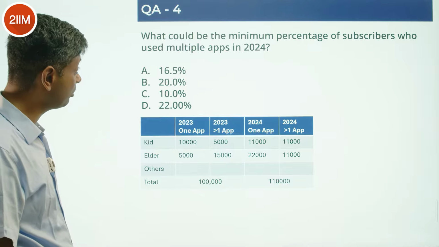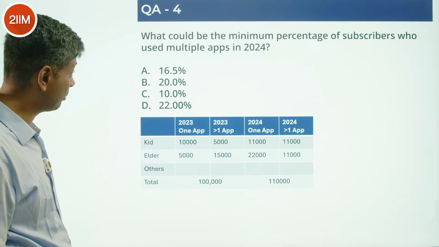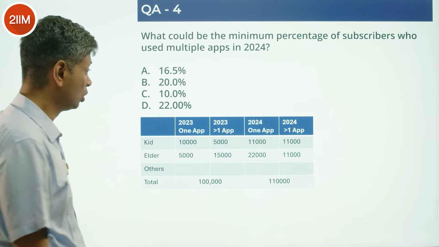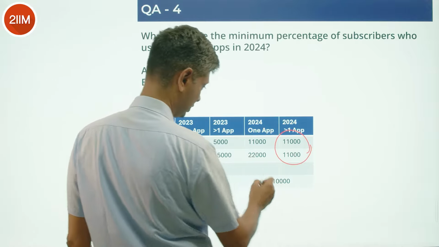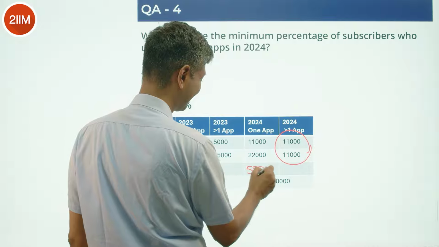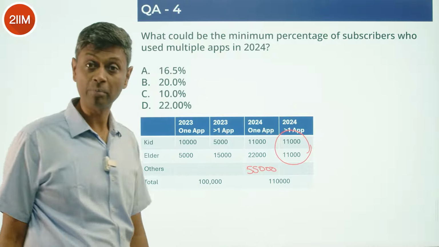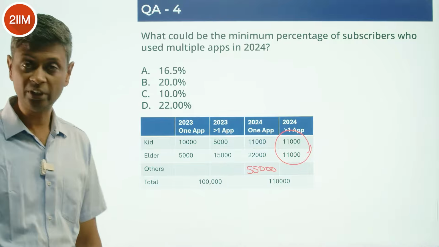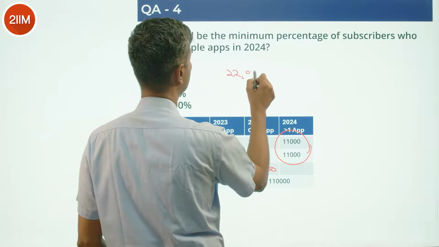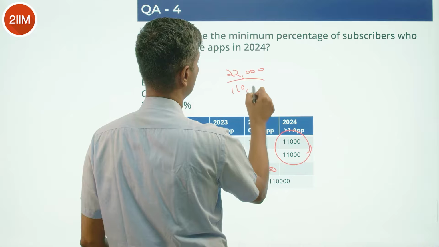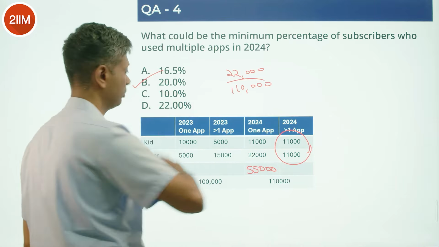What could be the minimum percentage of subscribers who used multiple apps in 2024? 2024 is these two. This 55,000 could entirely sit here in exactly one app. That means the minimum number is 20,000 out of 110,000. 22,000 by 110,000 is the minimum percentage. This is 1/5, 20%.